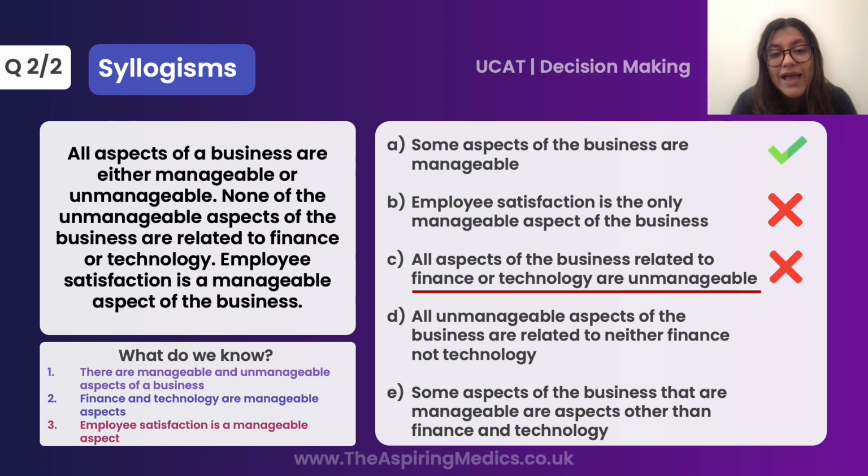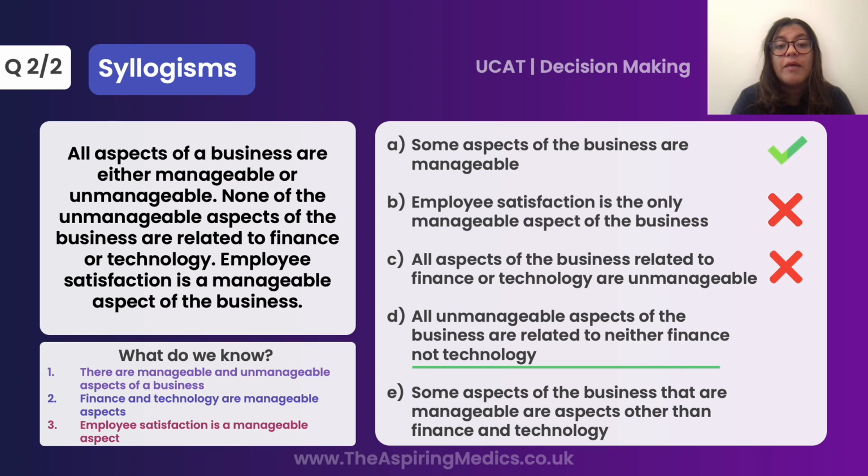All unmanageable aspects of the business are related to neither finance nor technology. That is true because both of them are manageable aspects of the business. Some aspects of the business that are manageable are aspects other than finance and technology. That is also true. So we hope that these tips have helped you realize how to go about syllogisms.